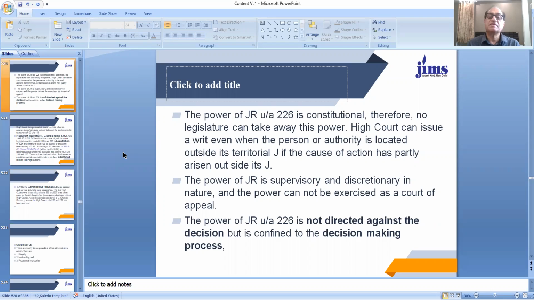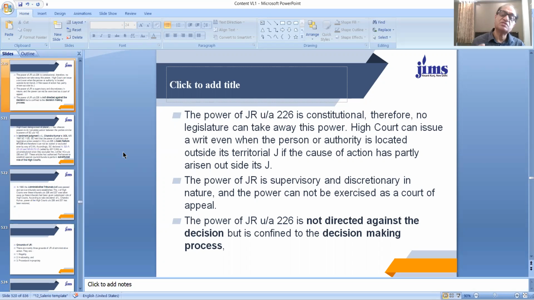Suppose Allahabad High Court is hearing a writ petition and part of the cause of action arose in Noida and partly the cause of action for the writ arose in New Delhi. So Allahabad High Court has the power to issue writs even to those respondents who are not resident within its jurisdiction, they are residing in Delhi. Still, Allahabad High Court has the power of judicial review over those respondents because the cause of action partly arose in Noida and partially in Delhi.